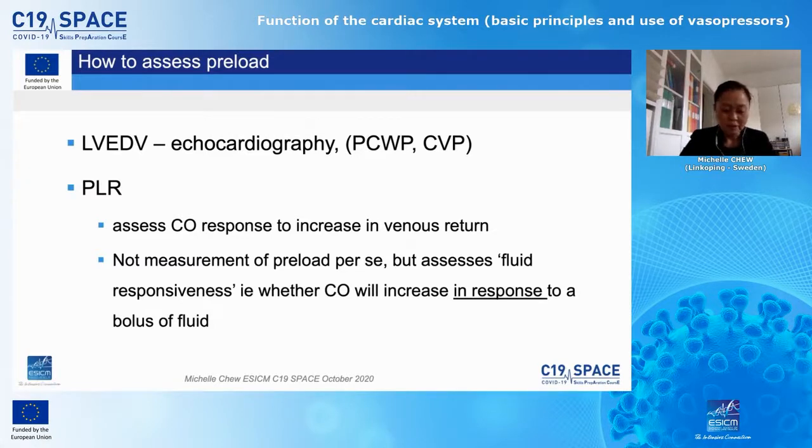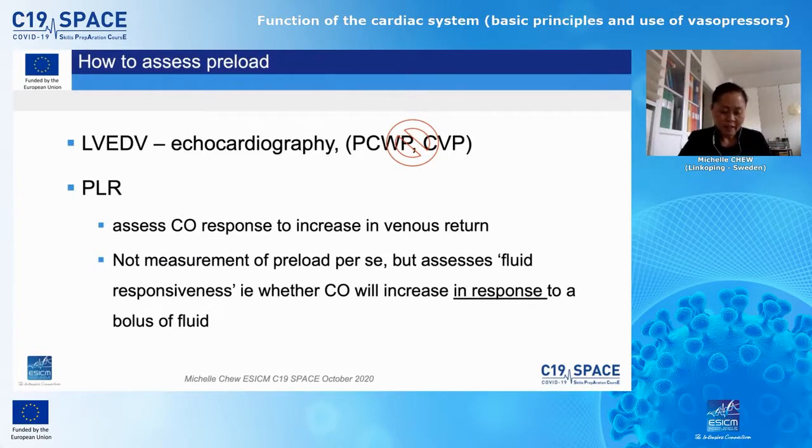However, there is clear evidence now to show that these are very poor indicators of preload, so these should no longer be considered surrogates for preload. So in fact, although preload is an important determinant of cardiac output, it is very difficult to assess clinically. And one method is not to assess preload directly, but to assess the response to preload. And these are sometimes called dynamic measures.